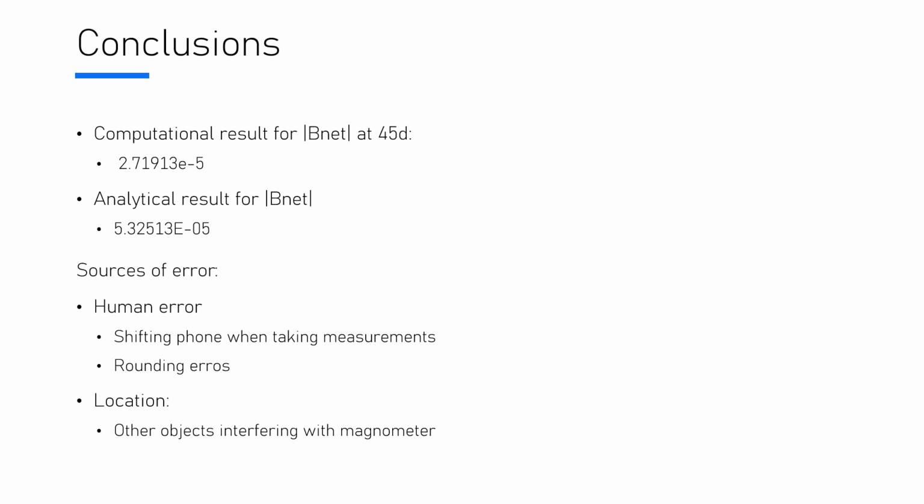The major conclusion is that our computational result and our analytical result were not the same in value but the same in order of magnitude, which says that our calculations were not far off. The main sources of error were human error, such as shifting the phone when taking measurements, or rounding errors, and location, because there could have been other objects interfering with the magnetometer.